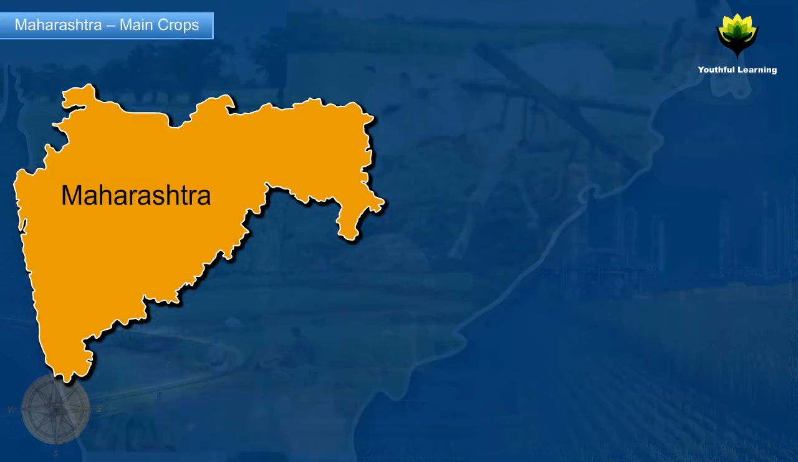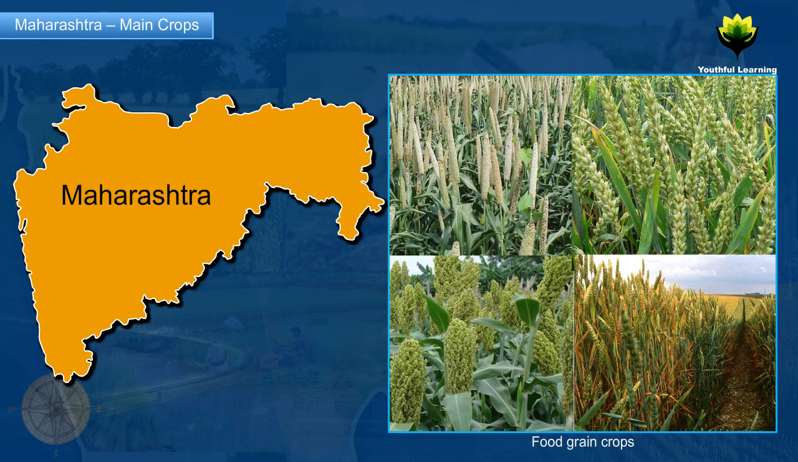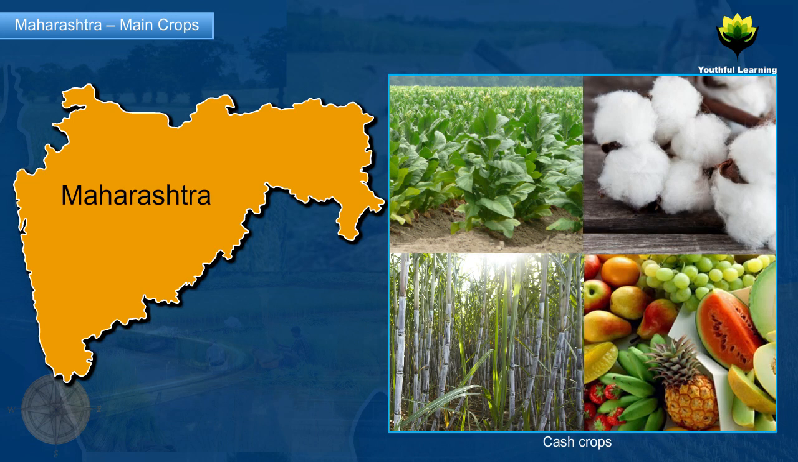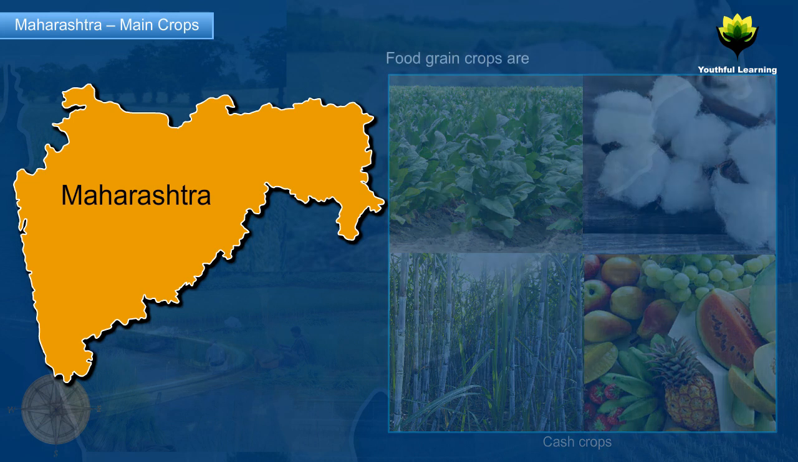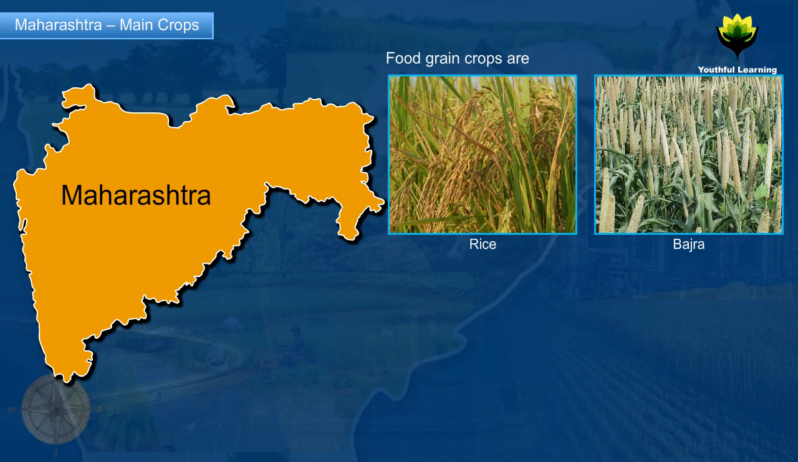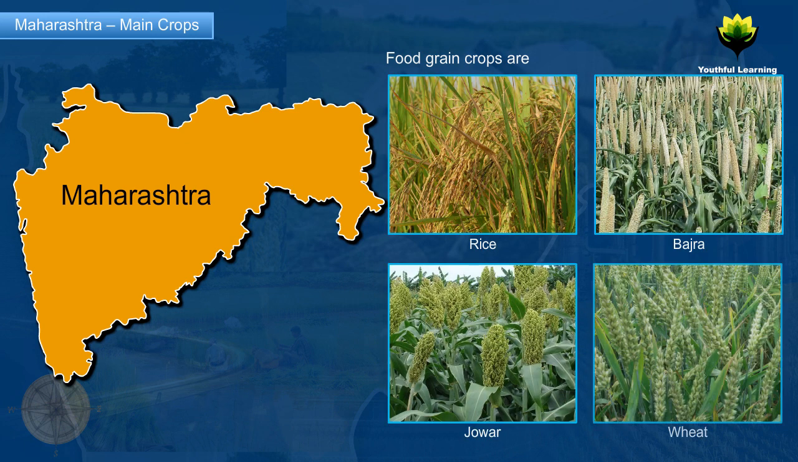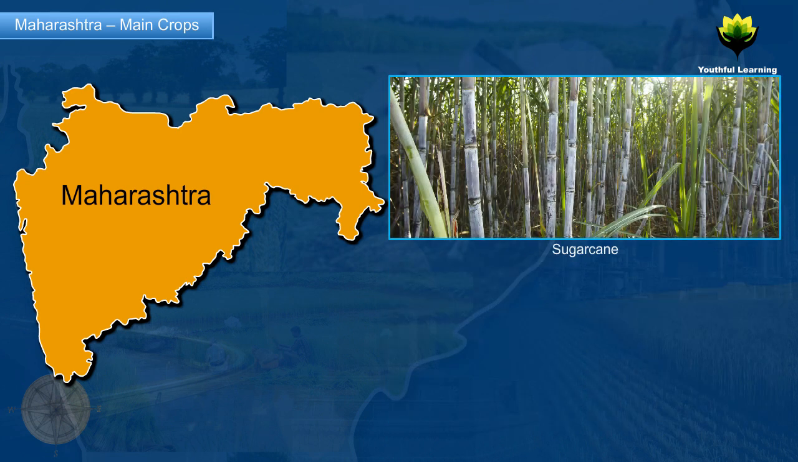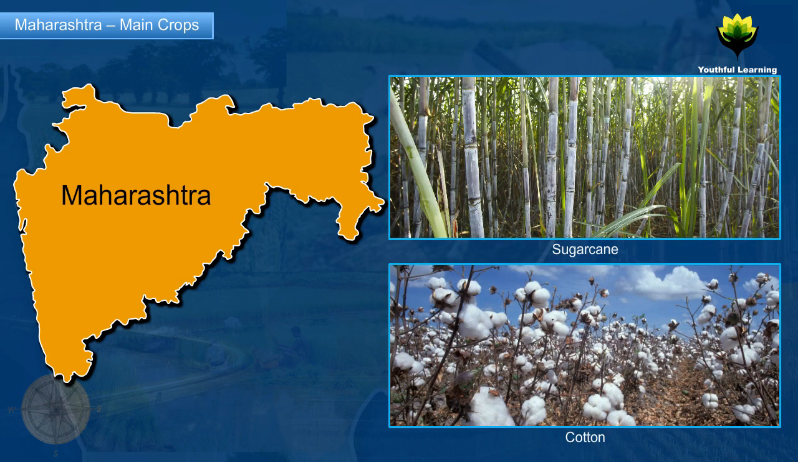Maharashtra. Main crops. Mostly food grain crops are grown in Maharashtra, followed by cash crops. The main food grain crops are rice, bajra, jawar and wheat, while sugarcane and cotton are the main cash crops.